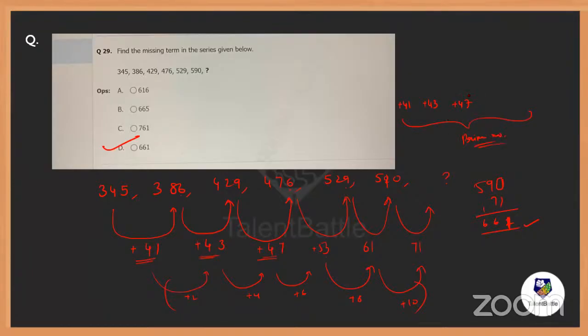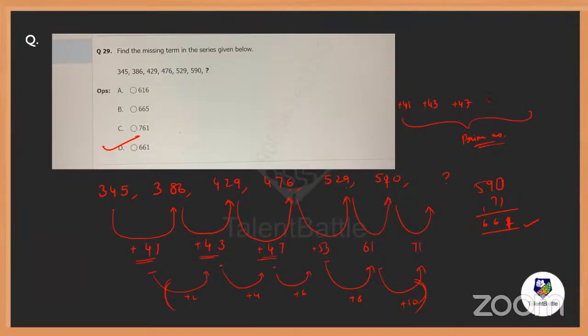Someone might not know the prime numbers, so for them, this way will help. Like 41 plus 2, 43; 43 plus 4, 47; 47 plus 6, 53; 53 plus 8, 61; 61 plus 10, 71. So for others who don't know the prime numbers, this can help you. But if you know the prime numbers, it's very simple.